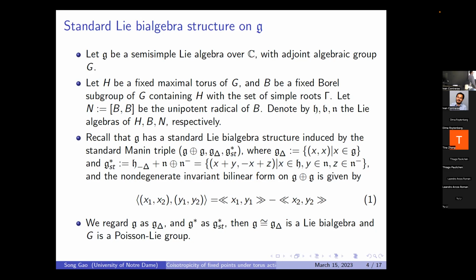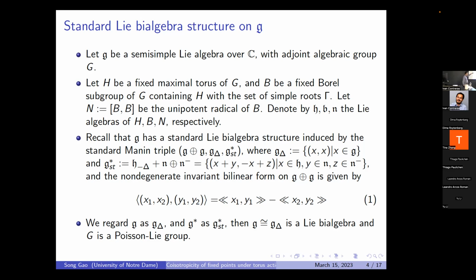With those basic settings, let's recall what a Manin triple is. A Manin triple consists of a Drinfeld double on which there is a nondegenerate invariant bilinear form, which is defined in the following way. And G diagonal and G star are maximal isotropic subalgebras of G plus G, which is defined as the diagonal and this one.